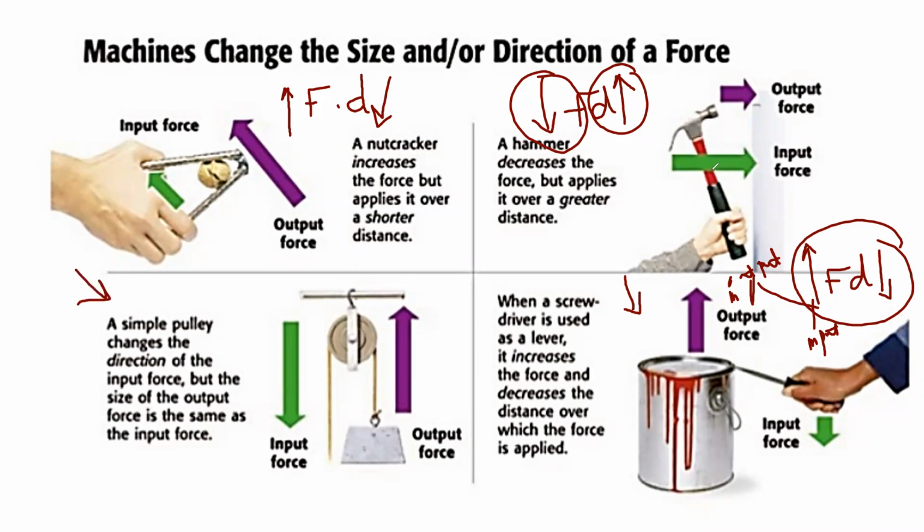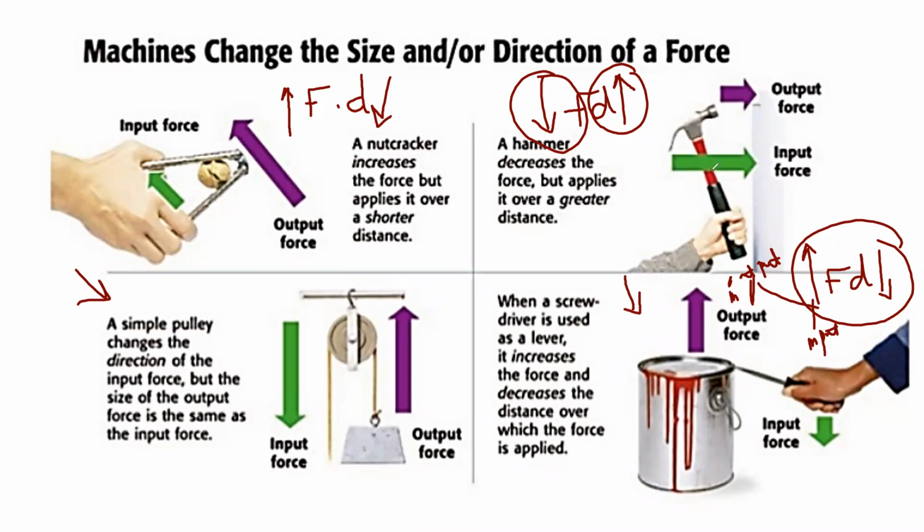This is the pulley. The pulley, all of these, the hammer, the lever, the nutcracker, the pulley are machines. Some of them change the size and some of them change the direction. In our book, we are going to talk about the lever, which changes the size, and the pulley, which changes the direction of the force. Now, we will see how the machines change the direction of the force.